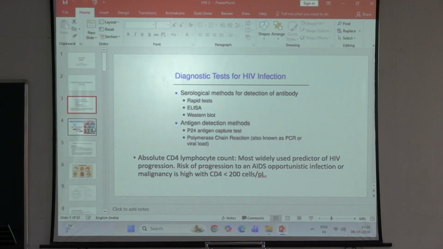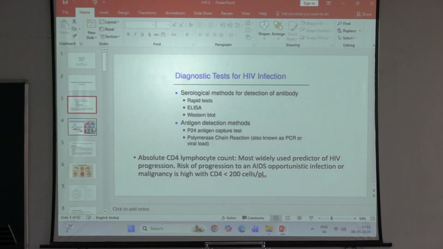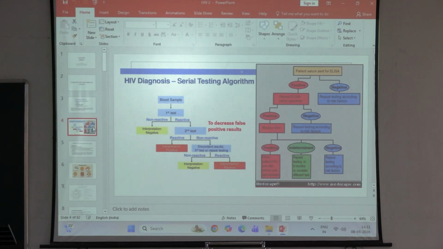And what is the risk of malignancy? It has been asked. At which CD4 level? That CD4 level is less than 200 cells per microliter. What is the unit? Microliter. This is the HIV testing algorithm: first, if we get a blood sample, then there will be a first test. It might be a rapid test or ELISA.